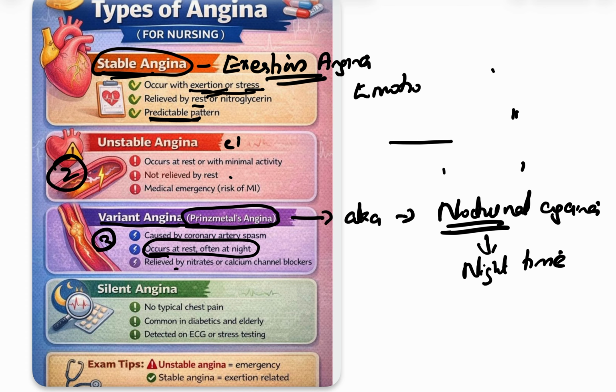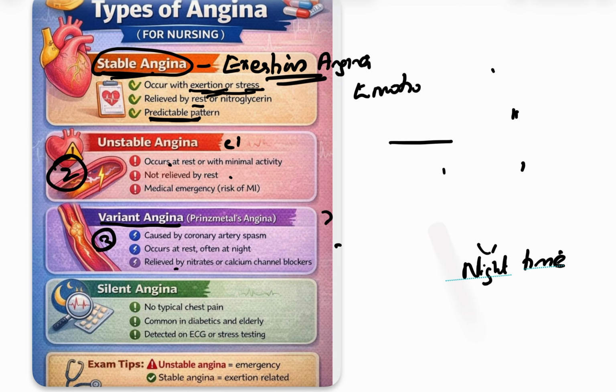will be experienced by the patient even if the patient is at rest. Even if the patient is at rest, like unstable angina, the patient can experience nocturnal or variant angina. And the most important thing, this is relieved by GTN. It is relieved by GTN spray. So GTN spray will help the patient in case of variant angina and stable angina.